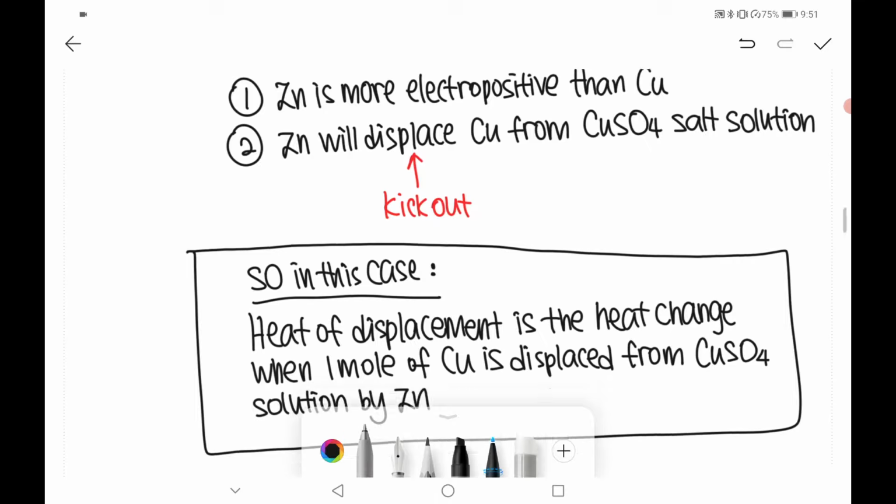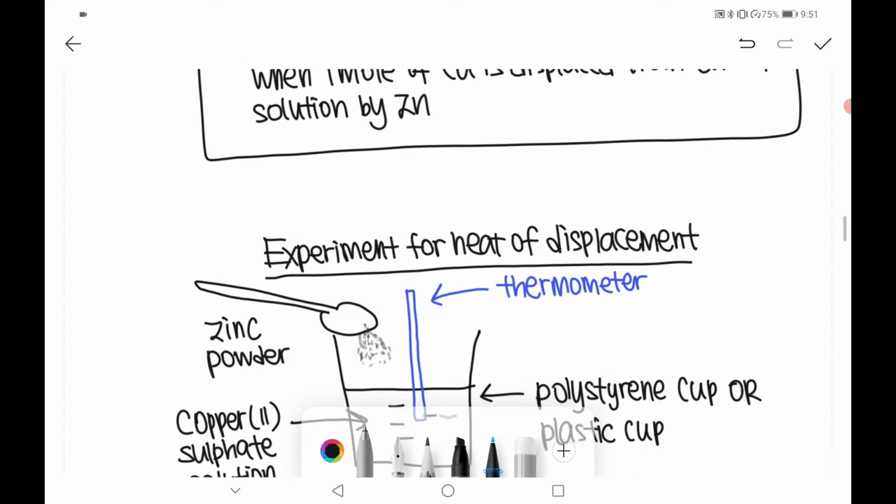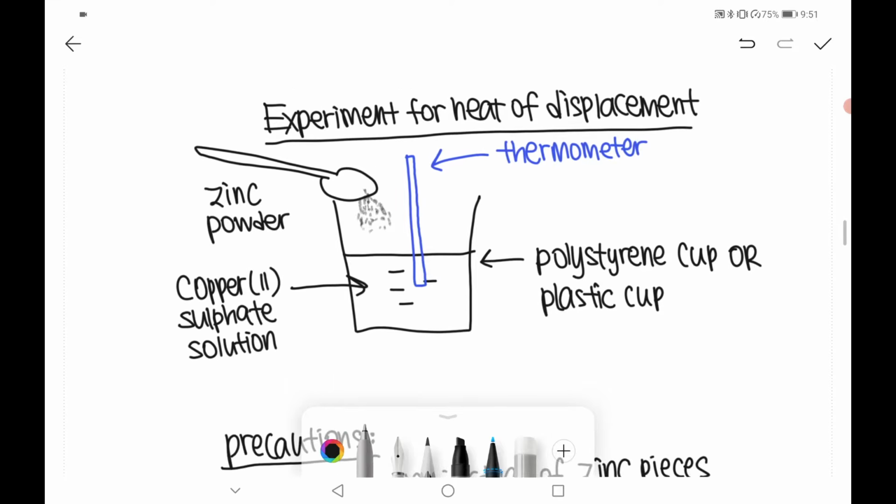So now I have covered the theory, and I will show you the experiment. What is the experiment for the heat of displacement? When you want to carry out the experiment for the heat of displacement, this is what you do. First of all, you must take a cup.